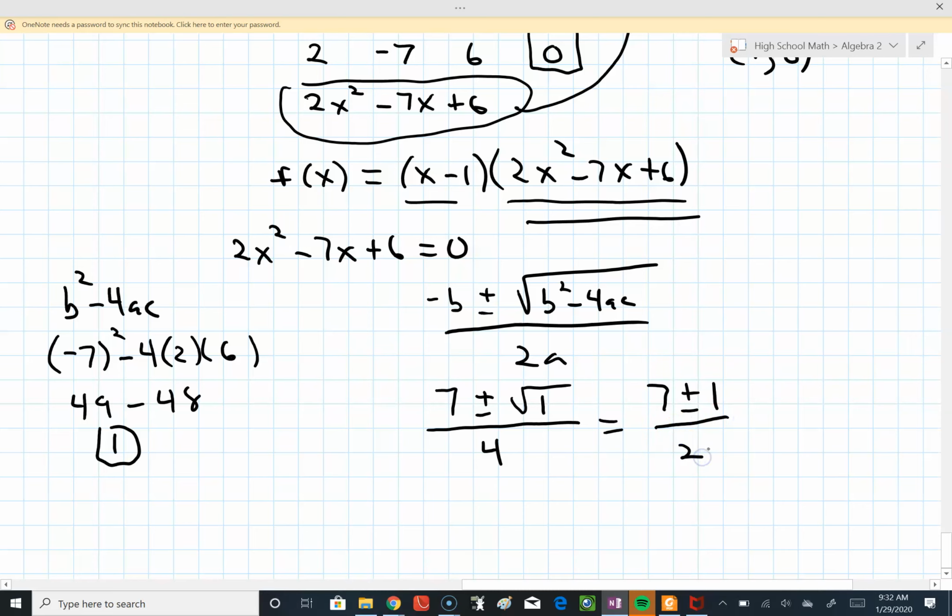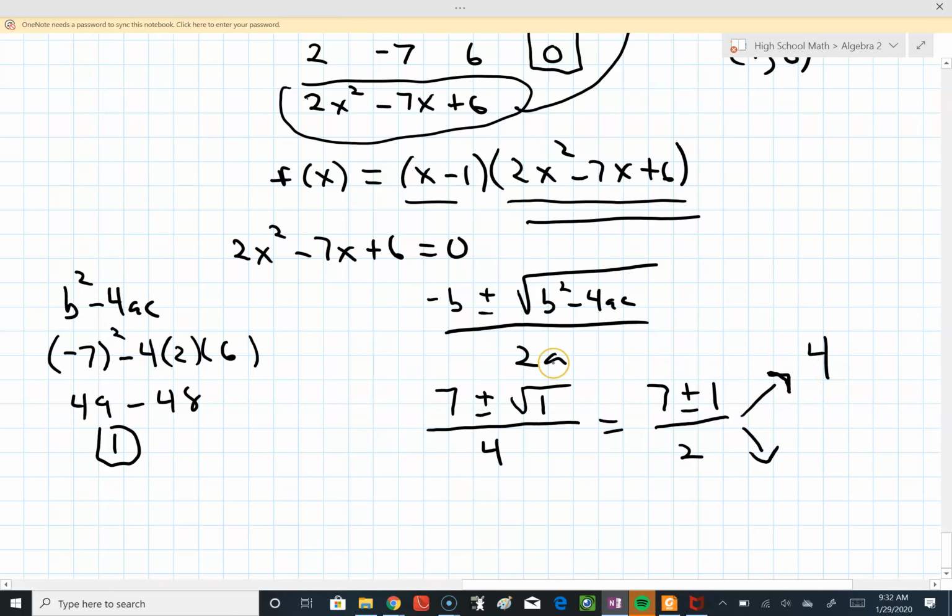All over 2. And so we go two ways with this. What's 7 plus 1, divided by 2? That is one of the solutions. What's 7 minus 1? 8 divided by 2 is 4. I'm doing 7 plus 1 is 8, divided by 2 is 4.